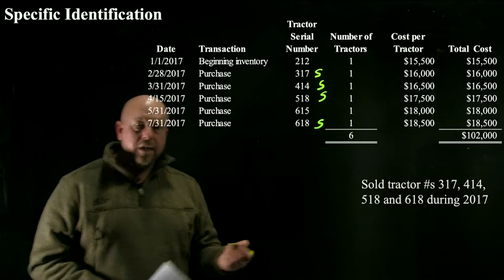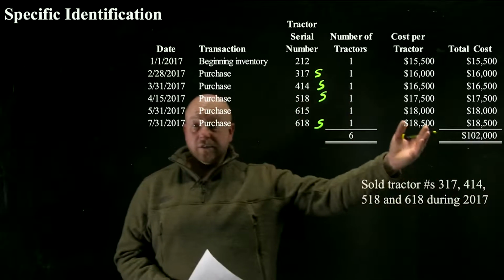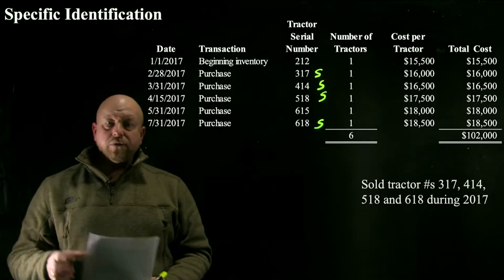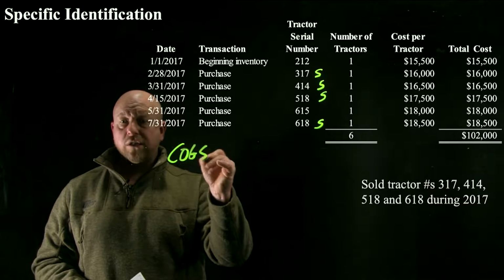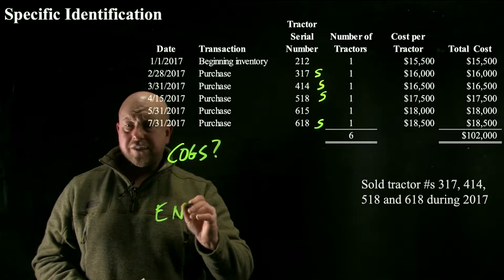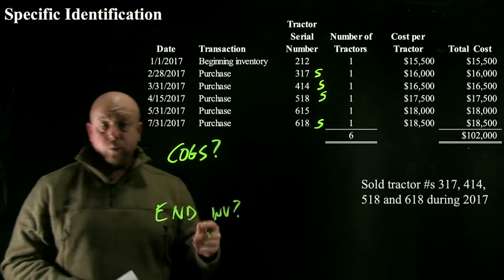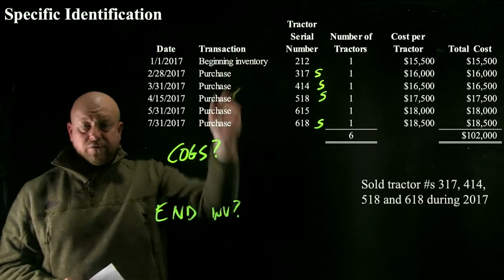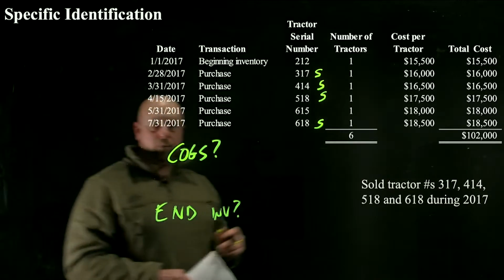So the question is, out of these $102,000 that started out on the balance sheet in the inventory account, how many of those dollars should be released to the income statement as cost of goods sold? And how many of those dollars should stay on the balance sheet as ending inventory? We know that 4 of the tractors are cost of goods sold, and 2 of them are still in inventory at the end of the year, but it's the dollars that we have to worry about.